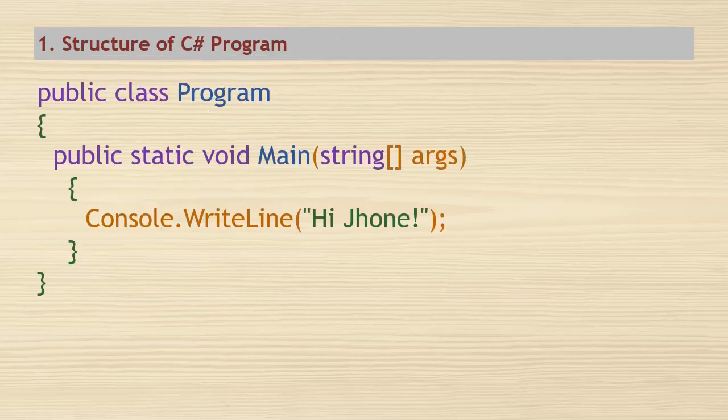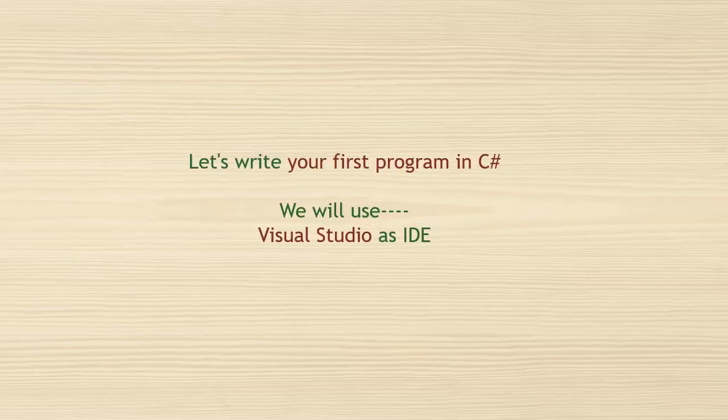As you can see, this is the basic structure of a C# program. Here you can see the program class and then the static main method, and then you see a statement that is printing hi John. So always remember, a statement will always end with a semicolon, and if you are not following this procedure then you will get errors.